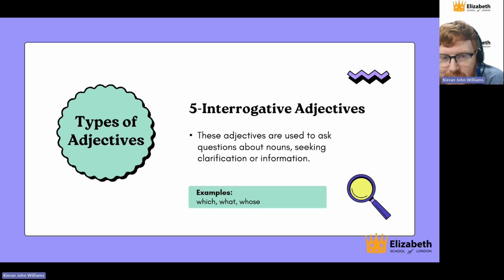We've got interrogative adjectives. Basically, this just means question adjectives. These are the words that we use to start questions. So which, what, whose. You would be saying, "Whose pen is this?" That would tell you who the pen belongs to. "What time is it?" Or "Which classroom am I in?" Okay, they're all adjectives which describe the question.